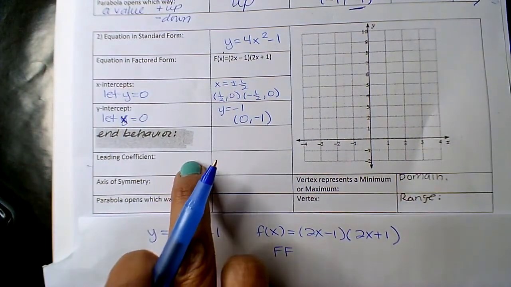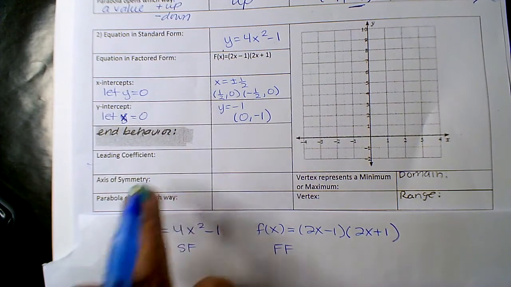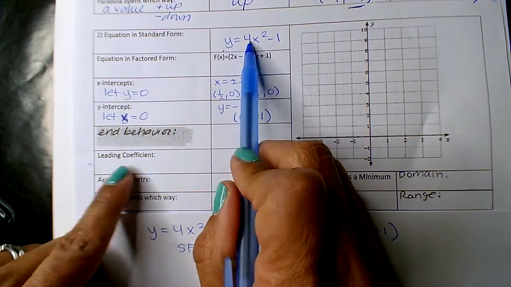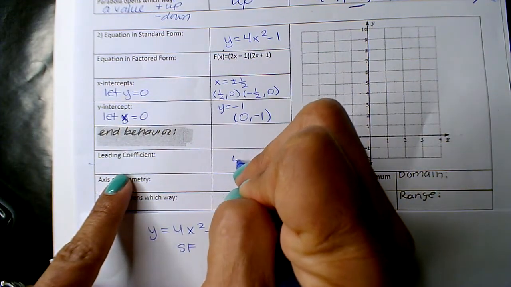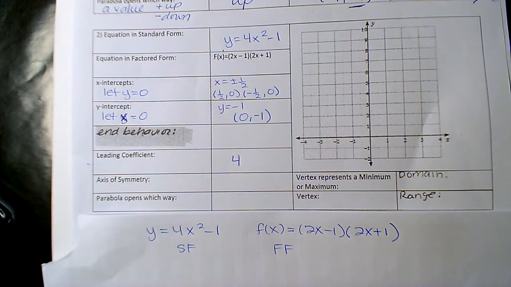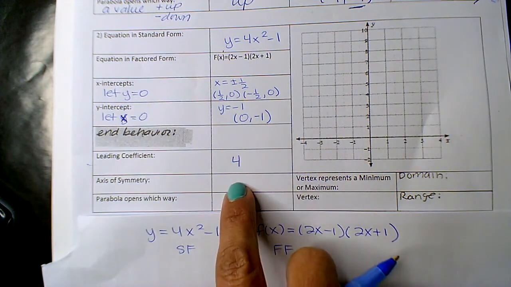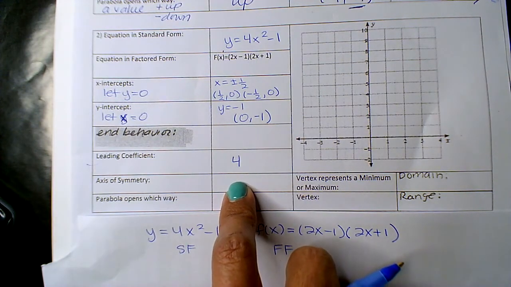All right, leading coefficient, nobody asked me about that. You had it all correct. So if I look at standard form, it's the leading coefficient if it's in standard form, so 4. All right, we need to find the vertex so we can get the axis of symmetry.